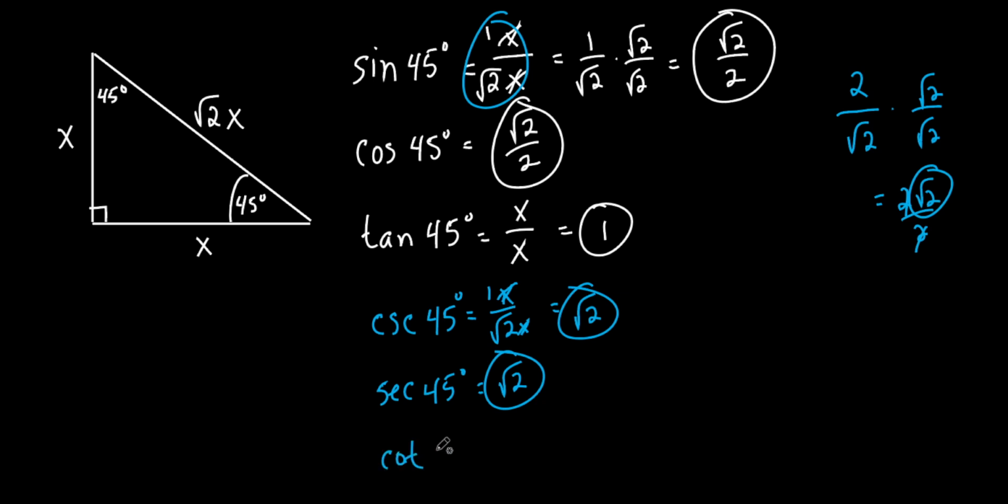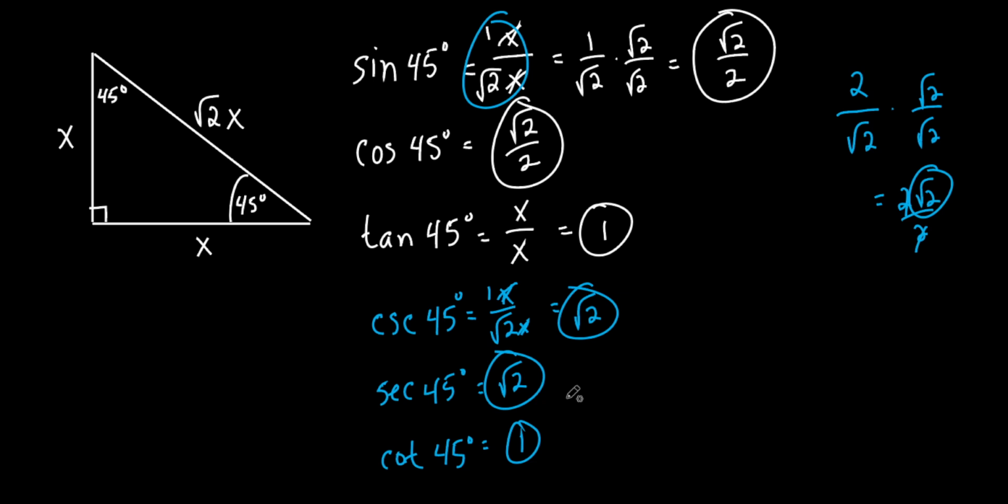It's the cotangent of 45. It's just the inverse of 1. What's the inverse of 1? It's 1. And there you go. You got all 6. You okay with that? That's not so bad, is it?